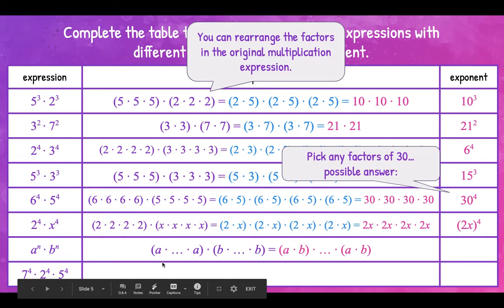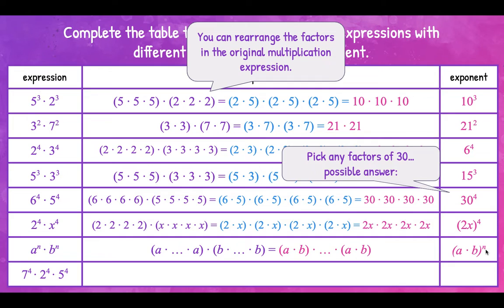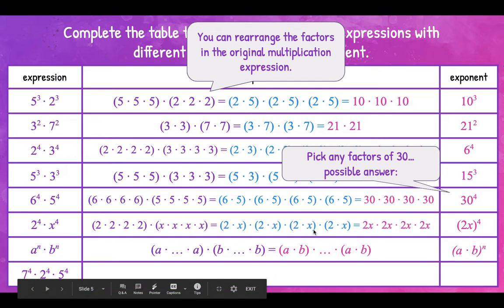If I rearrange these, it would be a times b. We don't know how many times we're doing that. So to write this, we're going to write it as a times b in parentheses, all to the nth power. And our last one, this time we have 3 different bases, but they all have the same exponents. So we're going to treat it the same way. We're going to have 7 times itself 4 times, then 2 times itself 4 times, and 5 times itself 4 times. That's what this shows.